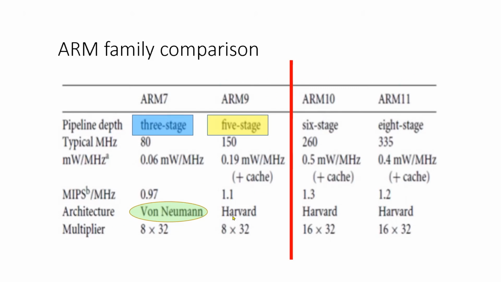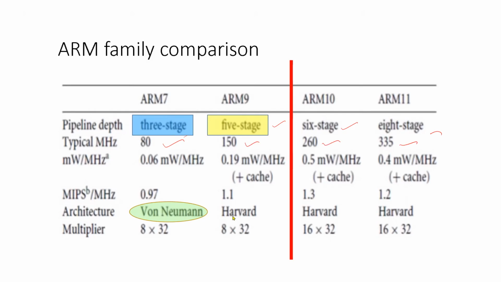So for ARM7, the pipeline is 3-stage. For ARM9, the pipeline is 5-stage, and ARM10 is 6-stage, ARM11 is 8 stages. And if you see the operating frequency, it's very important. For ARM7 it is 80, ARM9 150, ARM10 260, ARM11 335.